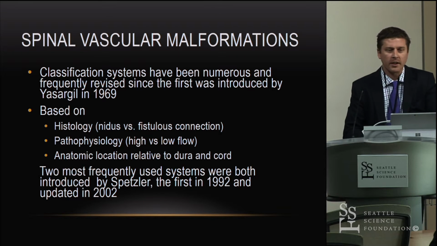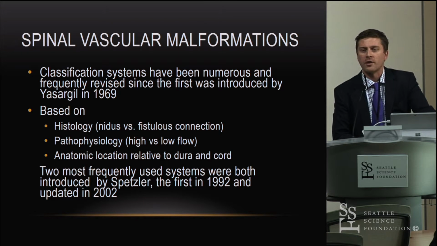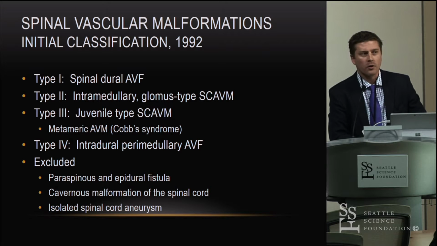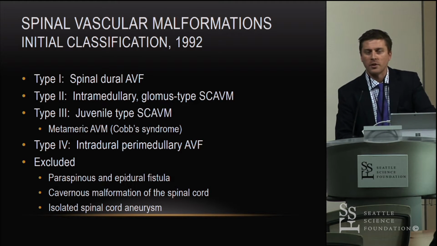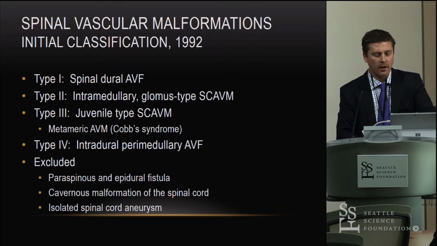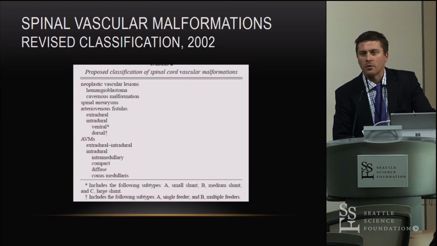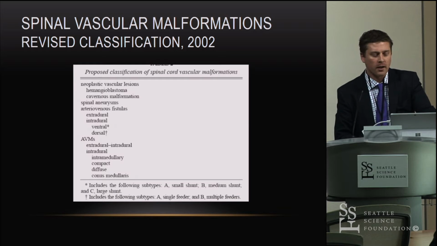Classification systems, like everything, if you want to be famous in neurosurgery, you have to come up with a classification system. Sometimes they become a bit more cumbersome with each iteration, and they can be based on histology, pathophysiology, or anatomic location. The two most common systems are from Spetzler in 1992 and 2002. The old system is quite simple, and we'll be going through using that system, type 1, type 2, type 3, type 4. That's kind of easy to remember. The new system is a lot more complicated and a lot more detailed, and I'll be sticking to the original system for obvious reasons.